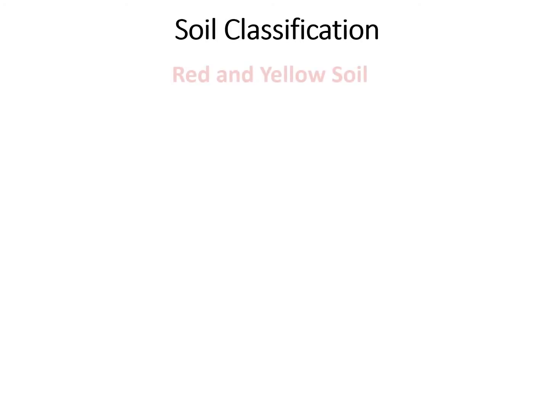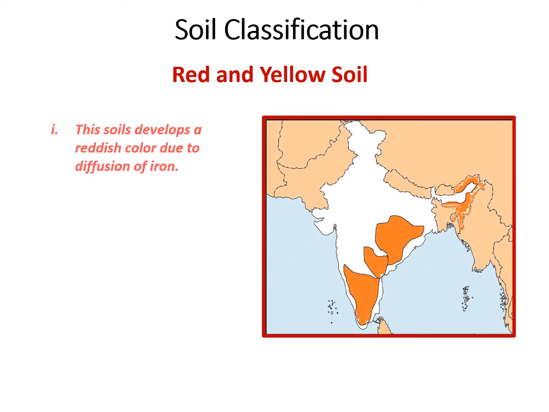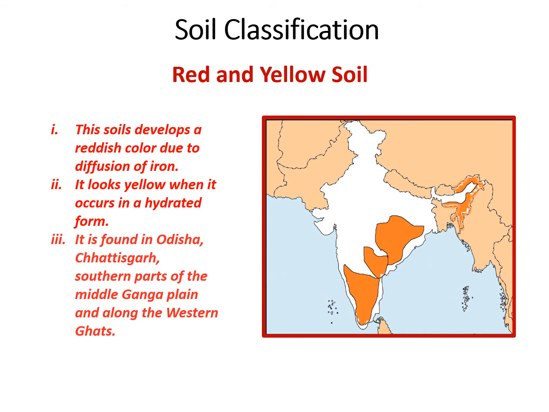Another type of soil found here is the red and yellow soil, marked in a brownish color on your screen. This soil develops a reddish color due to diffusion of iron. It looks yellow when it occurs in a hydrated form. It is found in Odisha, Chhattisgarh, southern parts of the Middle Ganga Plain, and along the Western Ghats.